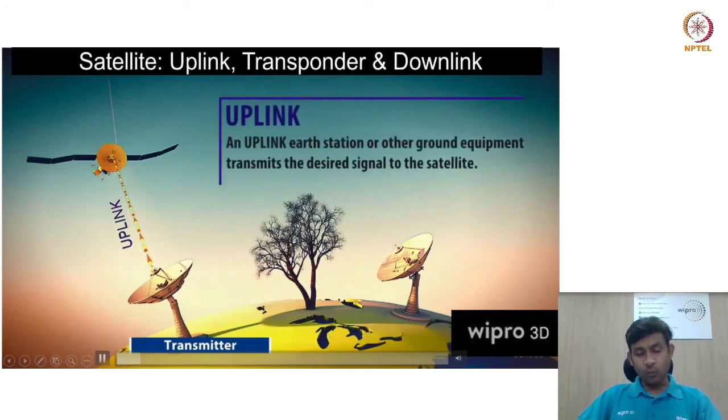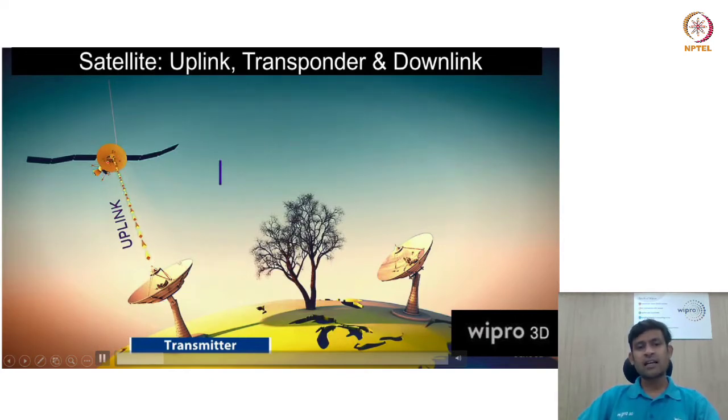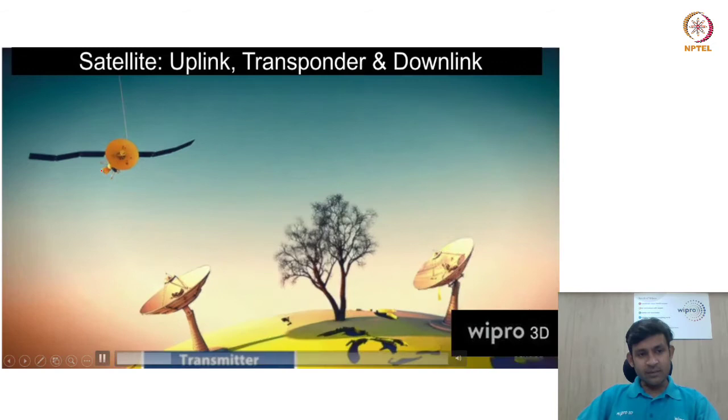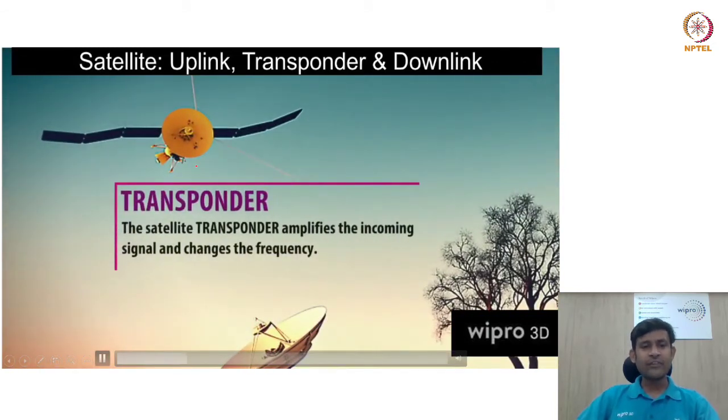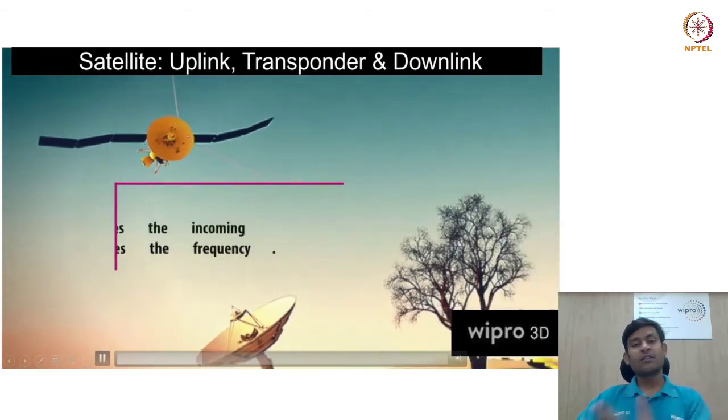a transmitter on the earth uplinks a signal to the satellite, where the transponder of the satellite receives the signal. Now the same satellite changes the wavelength and frequency, it amplifies the incoming signal and then it sends it back to the receiver on the earth.